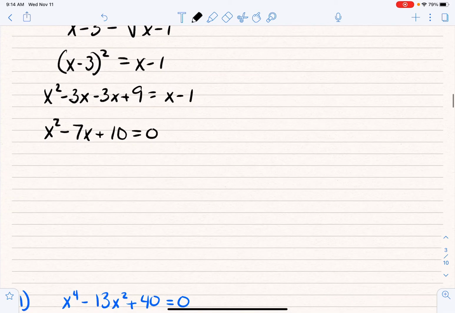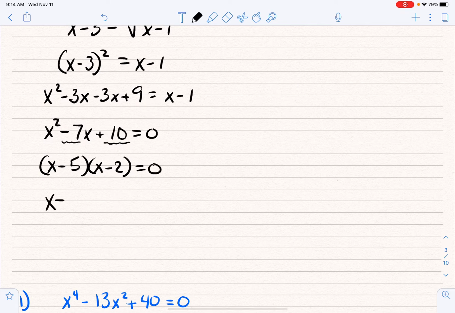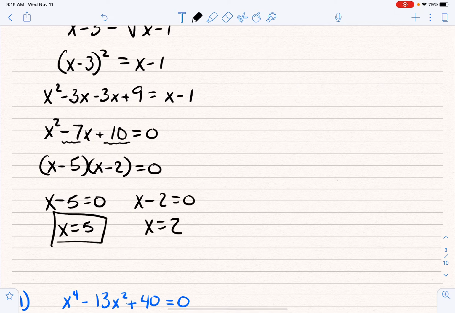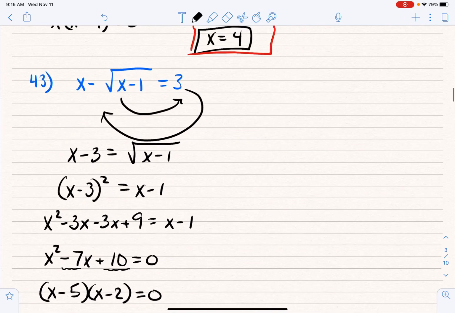At this point, you can factor that. Factors of 10 that sum to negative 7, that would be negative 5 and negative 2. If those equal 0, then you have x minus 5 is equal to 0, so therefore x is 5. Or x minus 2 is equal to 0, so therefore x is 2. So here are my two possible solutions, but remember, with radical problems, definitely plug them back in.